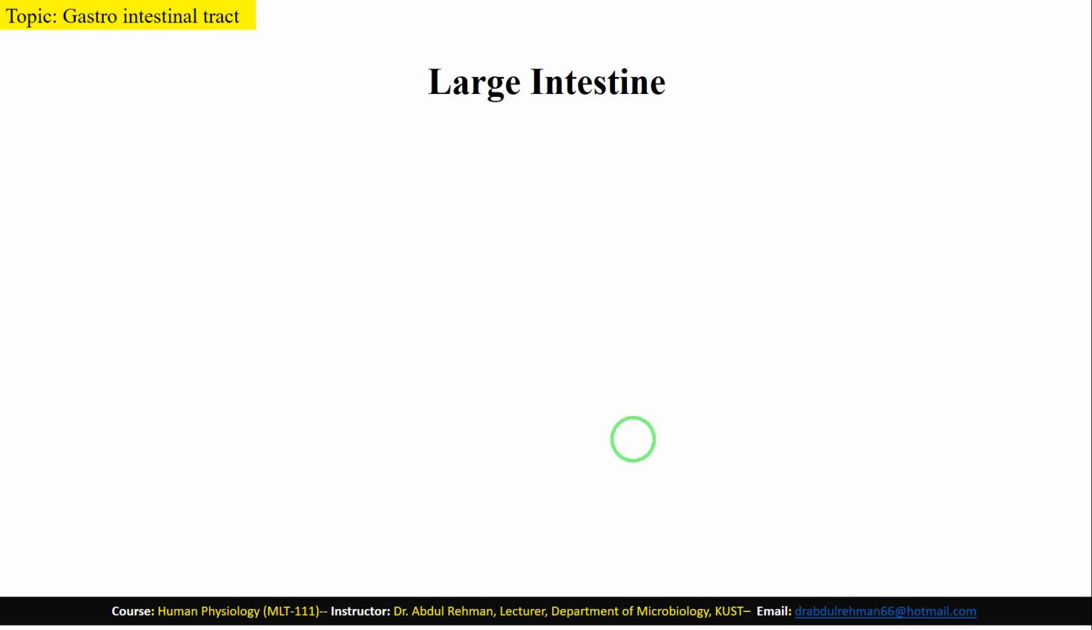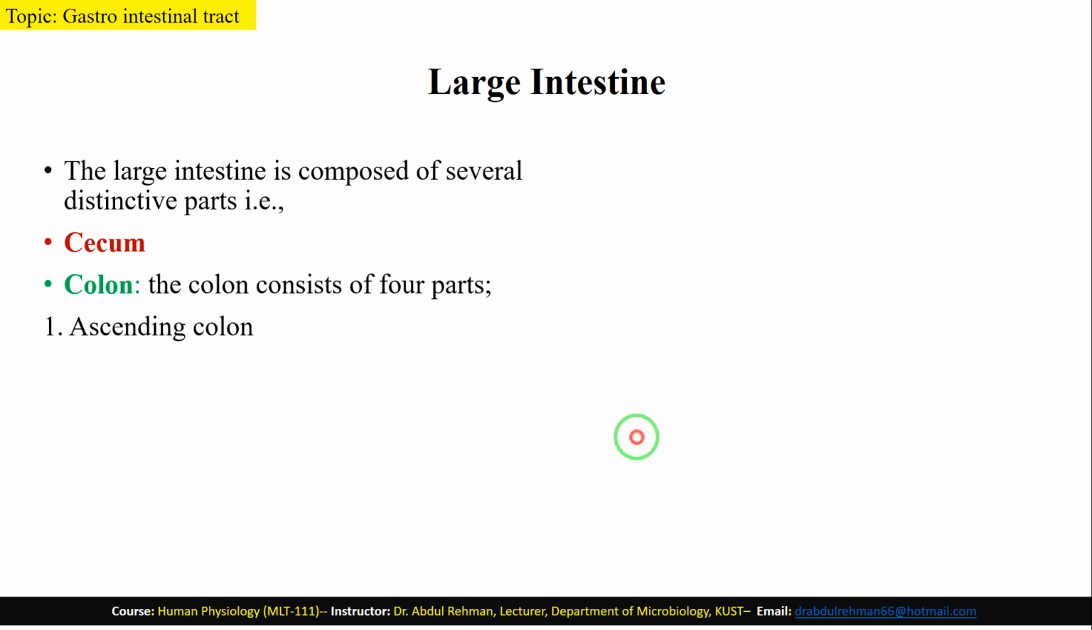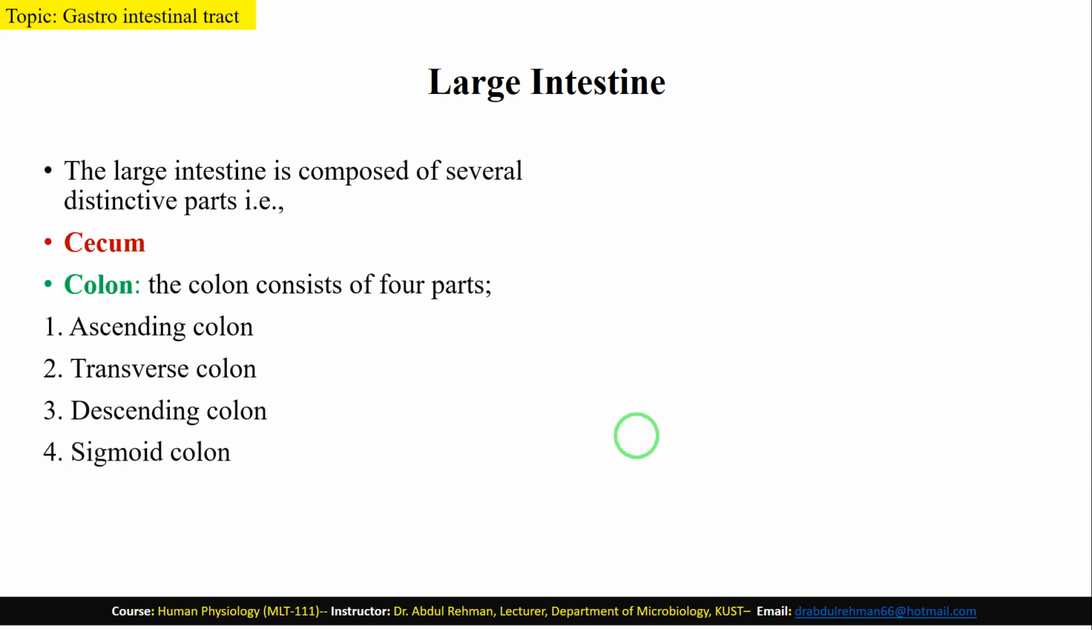The next organ of our GIT system is the large intestine. The large intestine is composed of several distinctive parts. The first part is called the cecum, which is connected with the colon, and the colon is further divided into four different parts: ascending colon, transverse colon, descending colon, and sigmoid colon. After this, there is another part of the large intestine called the rectum.